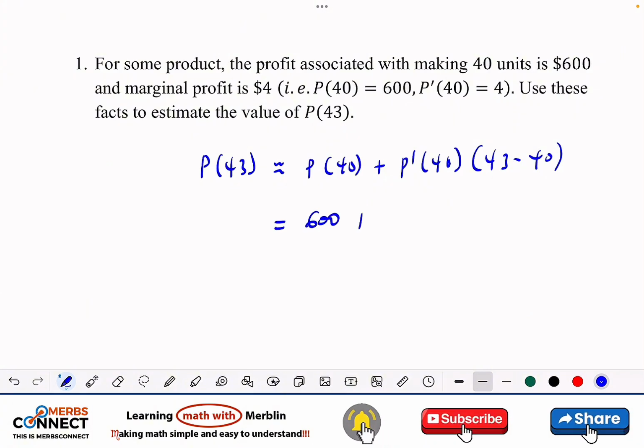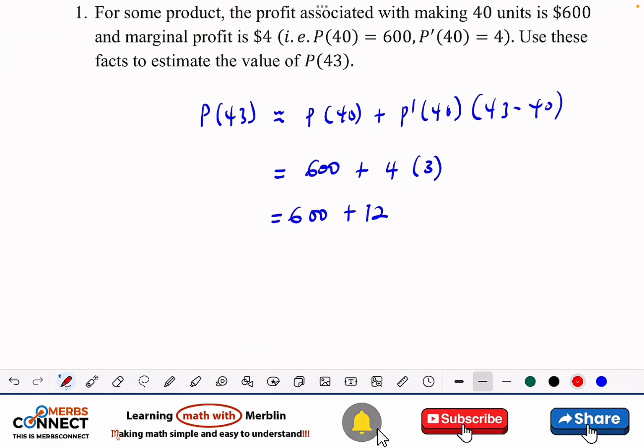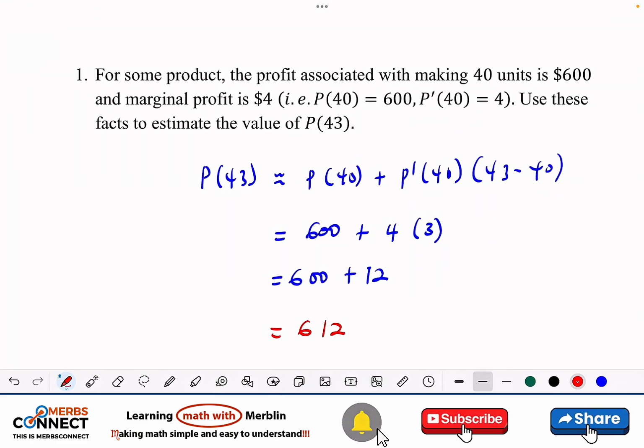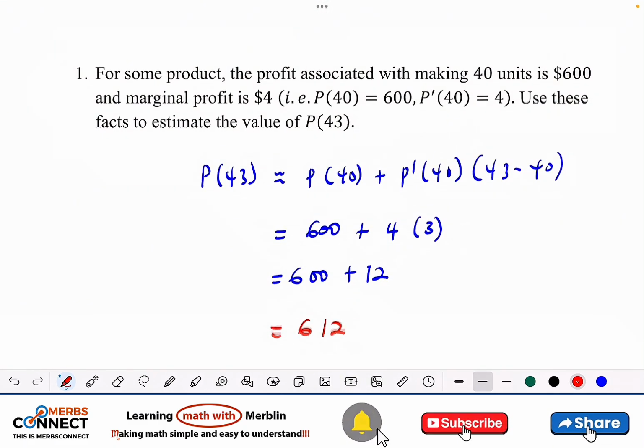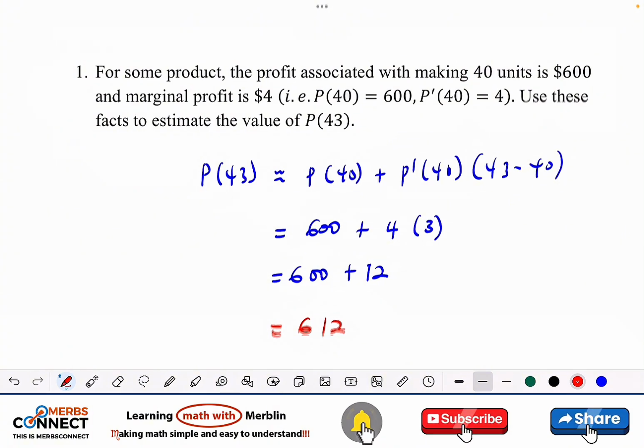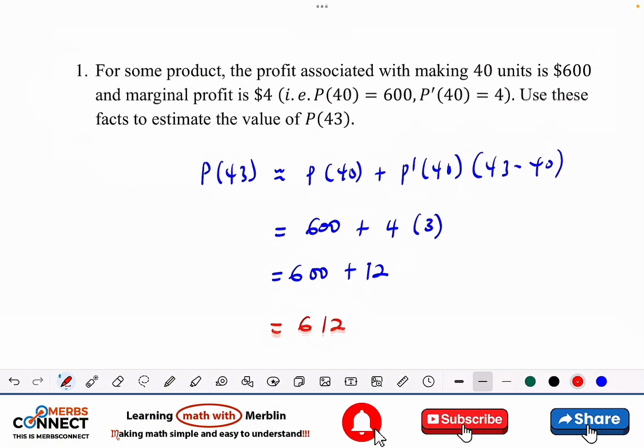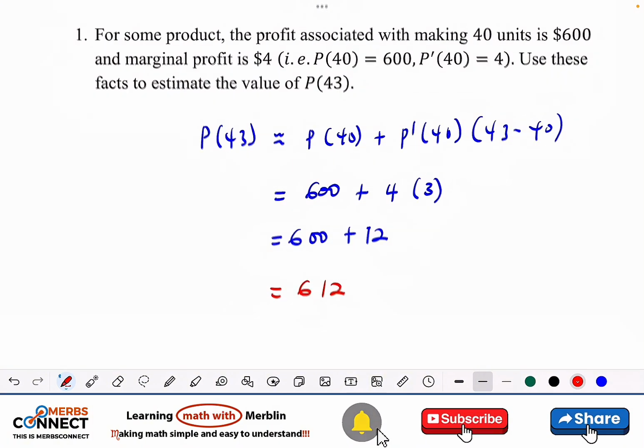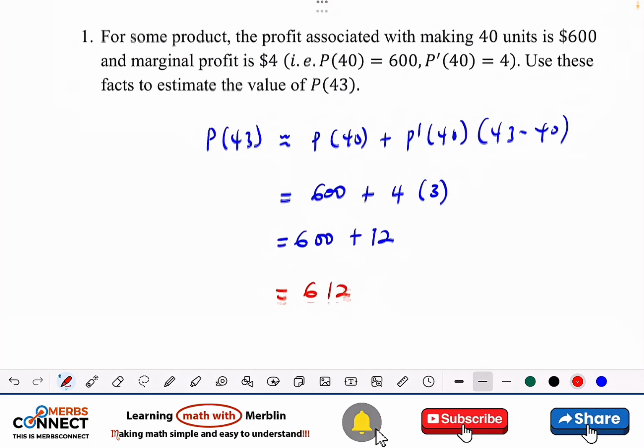600 plus 4. Then when I multiply this, I'm going to have it to be 3. So 600 plus 12. And then this is going to give us a big 612. So basically, this is how it's supposed to be. It's very simple. Know the trend, know how it goes, and you'll be fine. Right? Good. So that is the first question, question one.